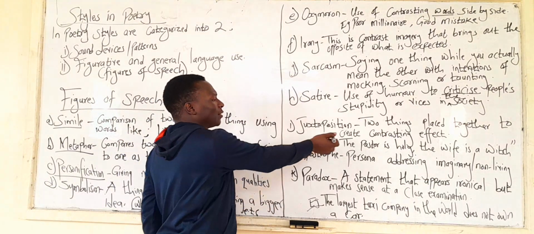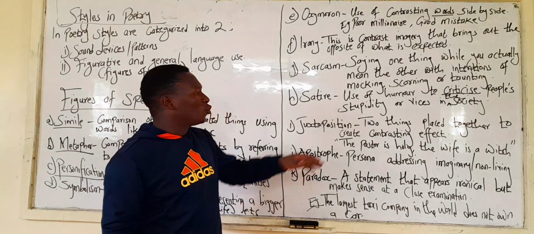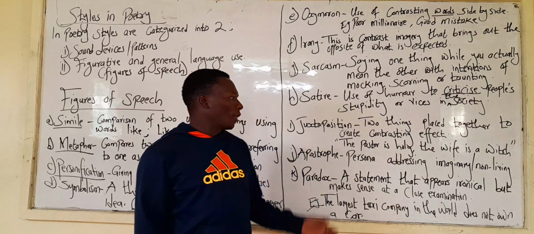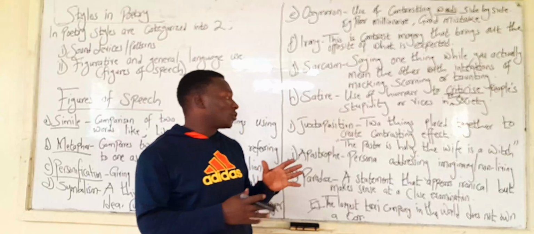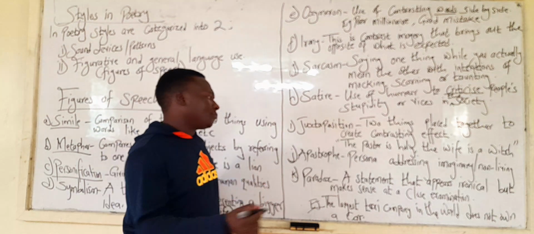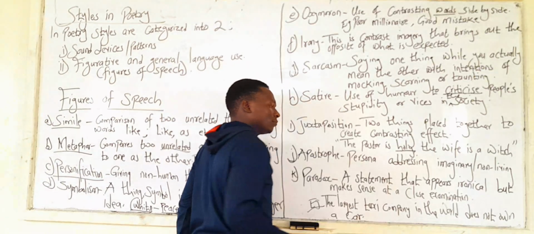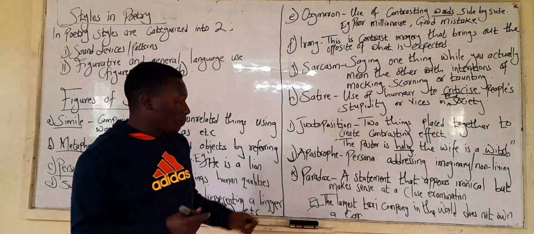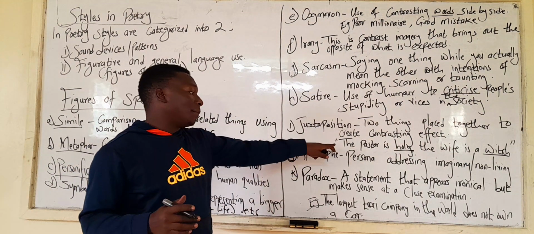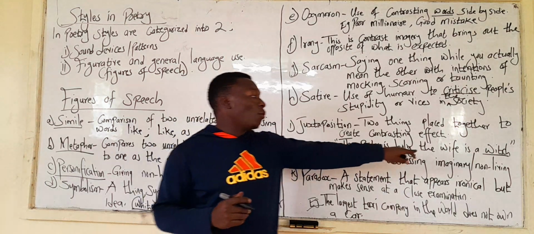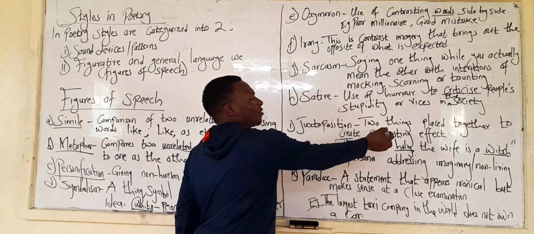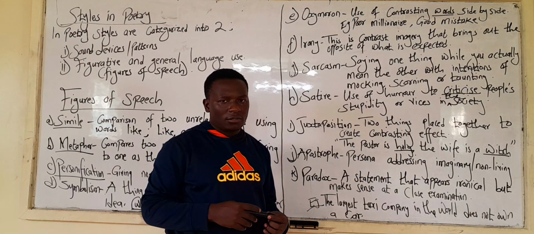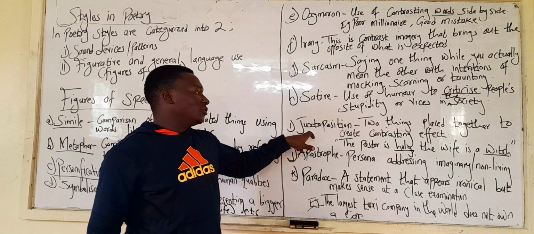Now, the next one is juxtaposition. Juxtaposition is where two things are placed together to create a contrasting effect. The pastor is holy, the wife is a witch. Don't confuse it with paradox, I'll tell you why. The pastor is holy, the wife is a witch: two things placed together to create a contrasting effect. Are we together? That is what you call juxtaposition.